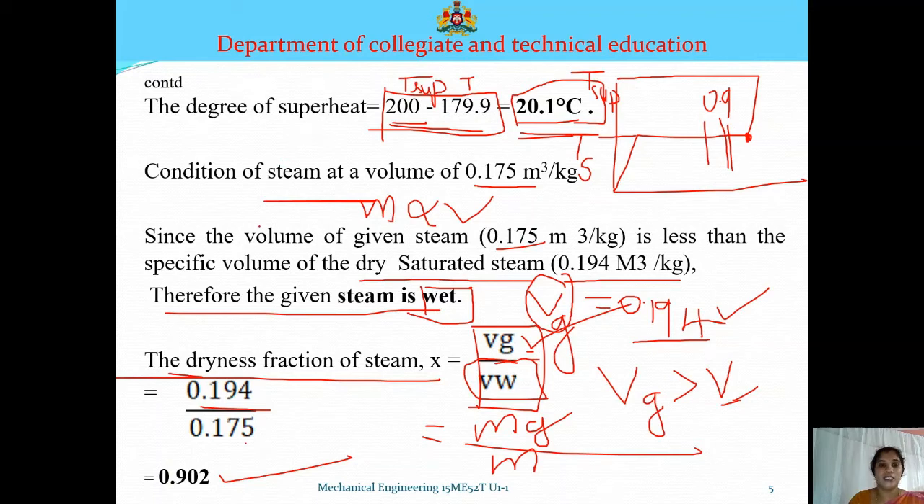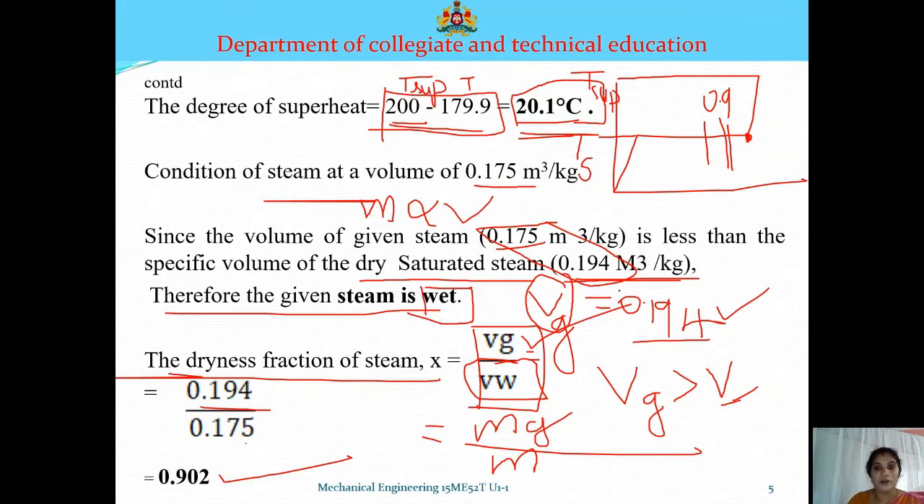So in the second condition, they had asked us to find out, again, the condition of the steam when pressure was given and the volume was given. For that particular thing, since they had given the volume, I'm going to find out the value of dry saturated steam by using the steam table. From the steam table, for dry saturated steam, the Vg was 0.194. So when I compare these two values, 0.194 is greater than 0.175.